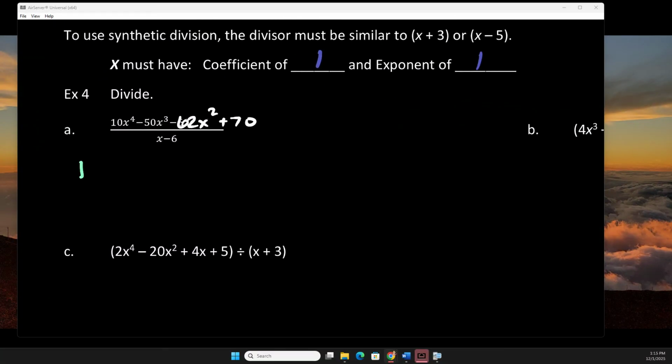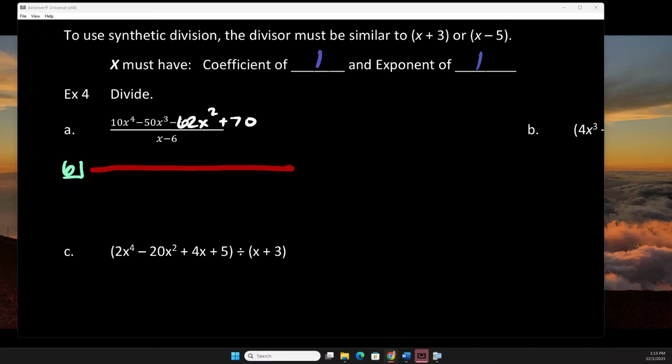So when you do synthetic division, you do this little box. So if we're dividing by x minus 6, do you guys remember what goes in the box? It has to do with the x minus 6. Is it going to be 6? Is it going to be negative 6? It's positive 6. So you do the opposite. So if you're dividing by x minus 6, in the box you're going to do a positive 6.